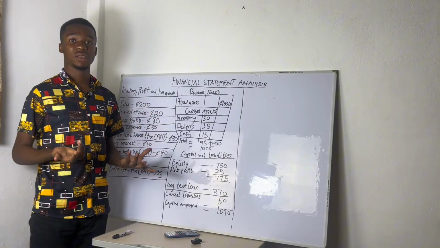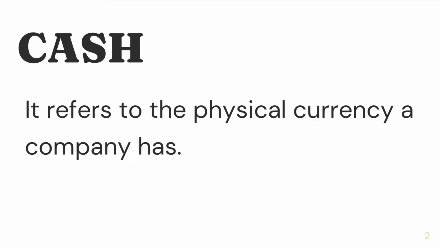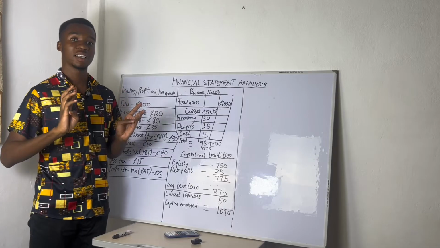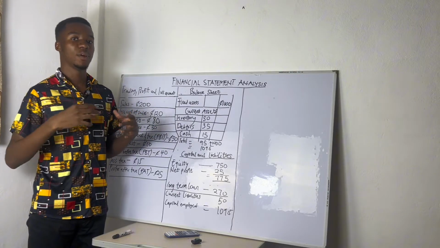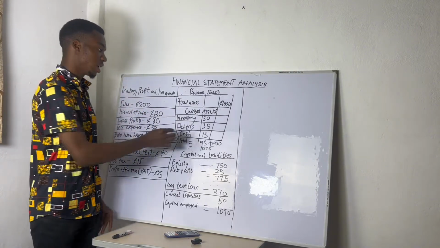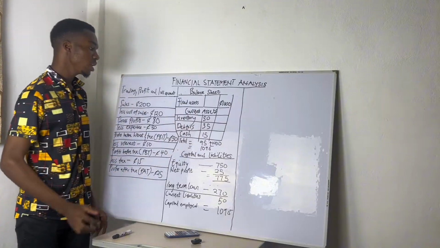And cash is very self-explanatory, how much you have, like the physical cash. And that one has to be physical cash. It doesn't have to be a product or maybe a machine or a building. No, that one is physical cash. And that one here is 15. Now let's go to it.